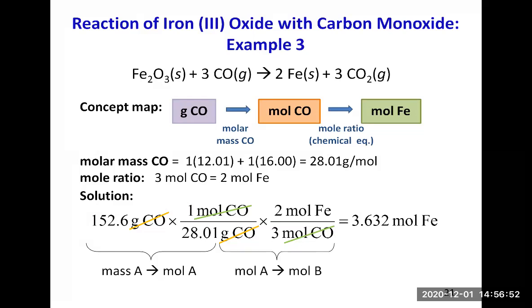And then the second calculation uses the intermediate answer from the first calculation times the second conversion factor here. It is about doing the mole to mole conversion. So from moles of carbon monoxide, we will change that to moles of iron, because we see that the moles of carbon monoxide cancels and we are left with moles of iron.